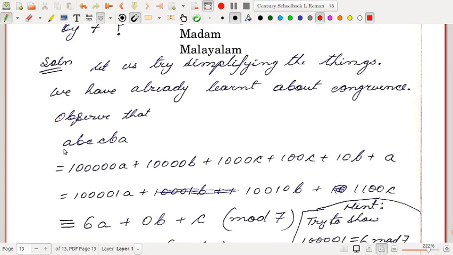So observe that if you expand ABCCBA, we can write it in this notation. This is just the expansion that we have done in schools also. How many zeros? 1, 2, 3, 4, 5, 5 zeros are there, multiplied with A. 1 followed by 4 zeros multiplied with B. 1 followed by 3 zeros multiplied with C. 1 followed by 2 zeros multiplied with C. And 1 followed by 1 zero multiplied with B. So this is the expanded form of this number.